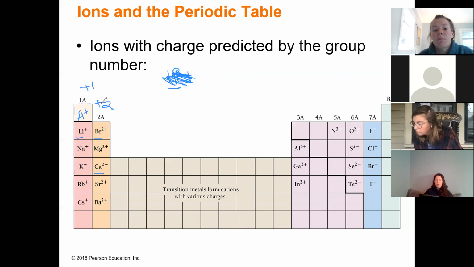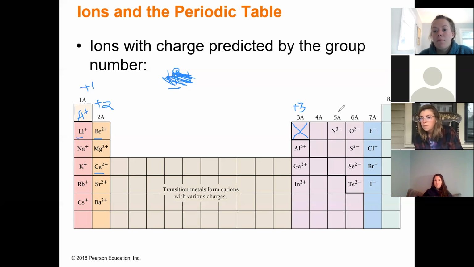So put a +1, put a +2. Above column 3 over here, not including boron, because boron is a non-metal, we're going to put a +3. So those guys like to give up 3 electrons.